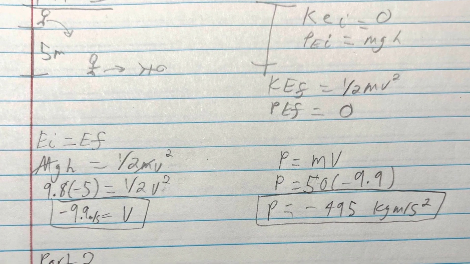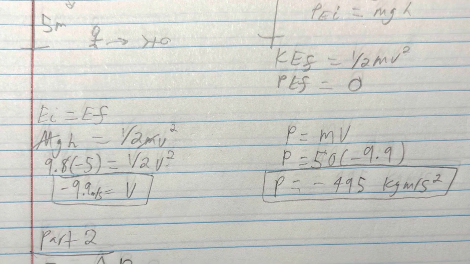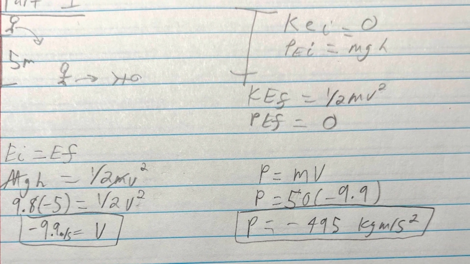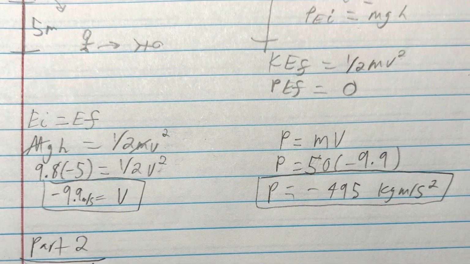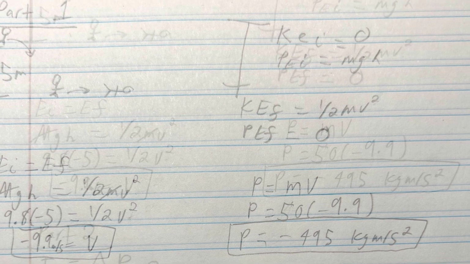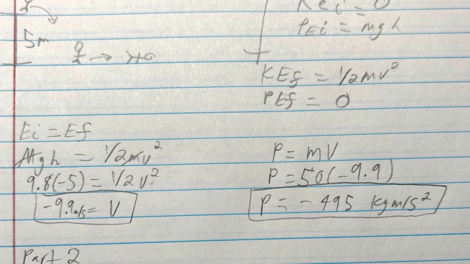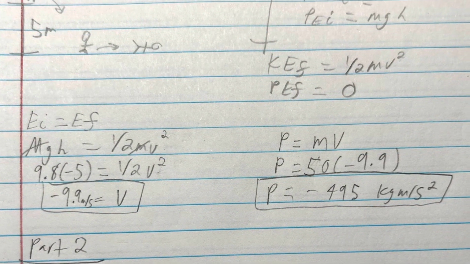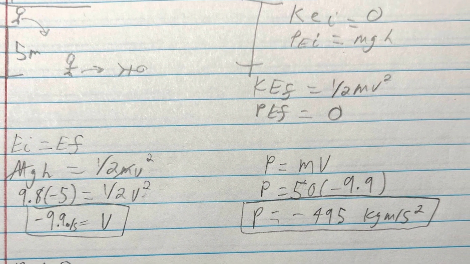To solve this problem, first draw a diagram of the motions. Then use the conservation of energy theorem to find the velocity. In this case, it is negative 9.9 meters per second. You then plug this value into the momentum equation to find the momentum, which is negative 495 kilograms meters per second.